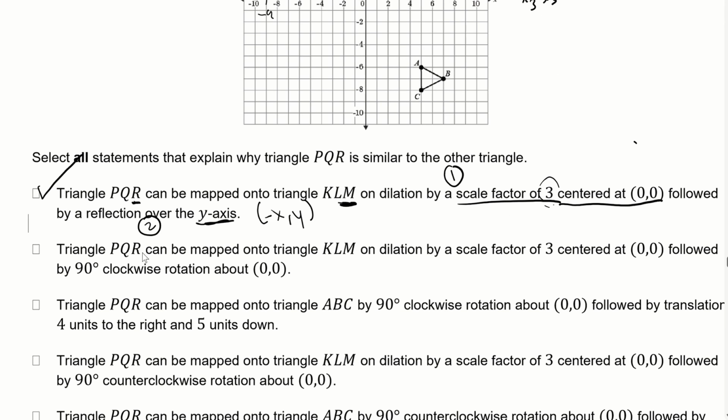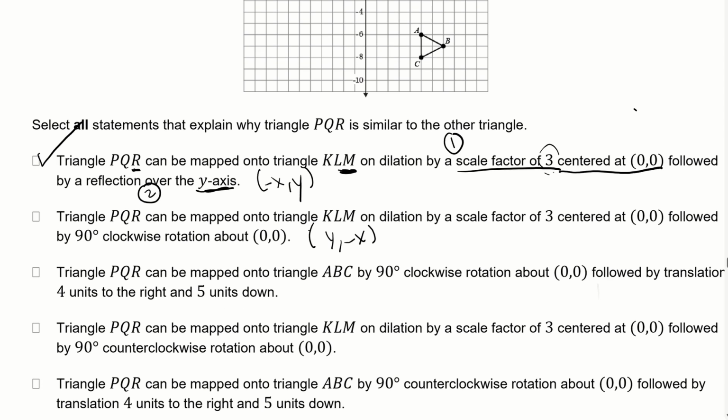Now let's look at the next one. Triangle PQR can be mapped onto KLM on dilation by a scale factor of 3, followed by 90 degrees clockwise rotation about the origin. We just did the scale factor of 3, so we know that that works. Now, does it work for a 90-degree rotation? Well, the rule for 90-degree rotation is y, negative x, which is not the same as that, right? So it can't be that one, because if we did that, it would contradict what we did there. Okay, so it's not the second one.